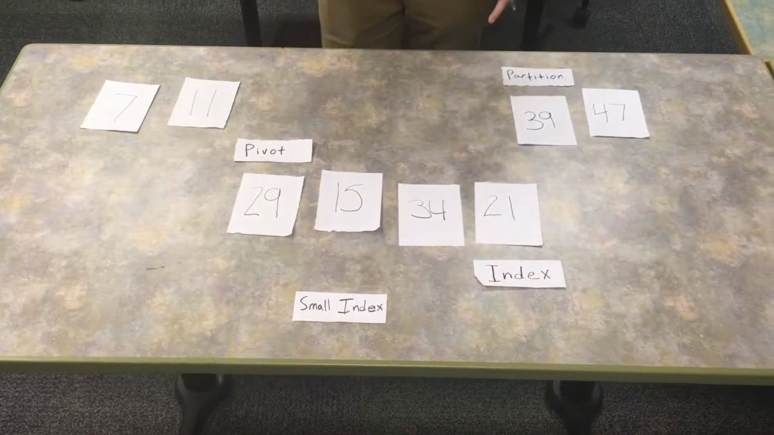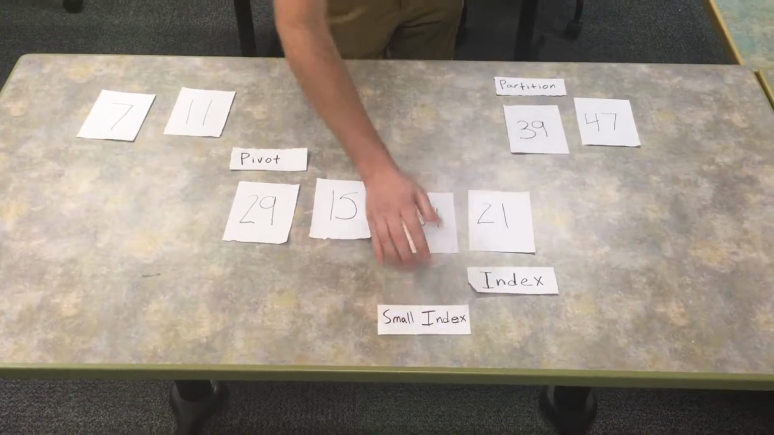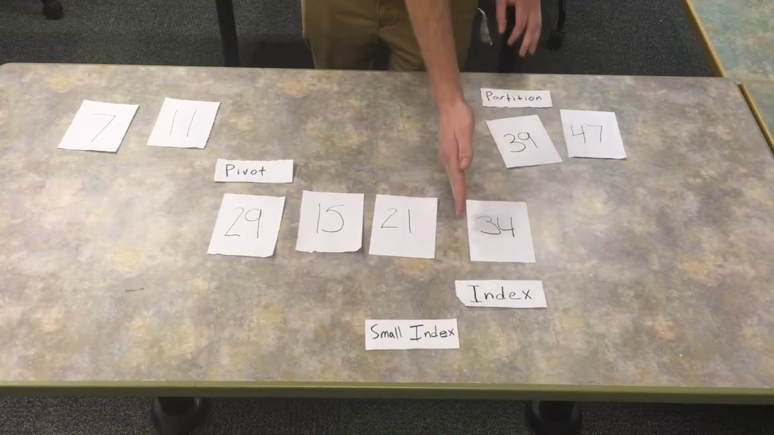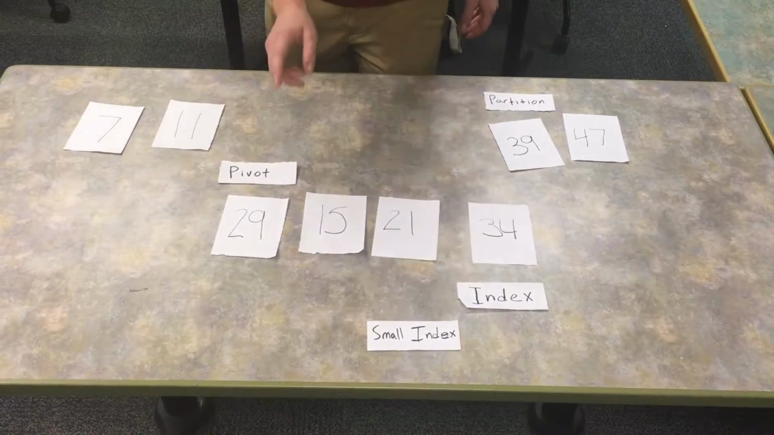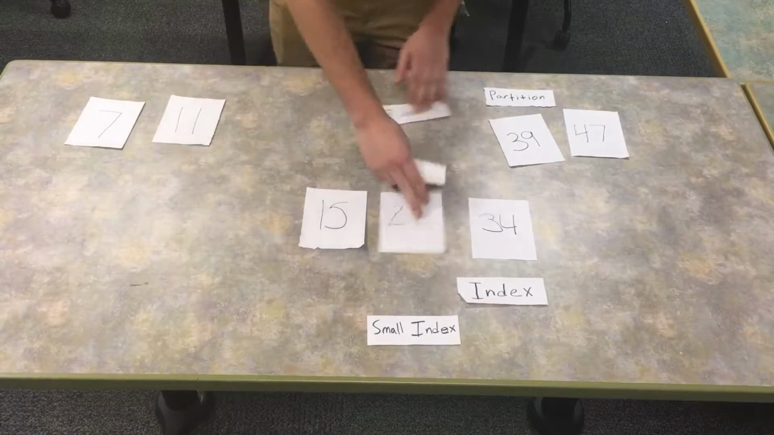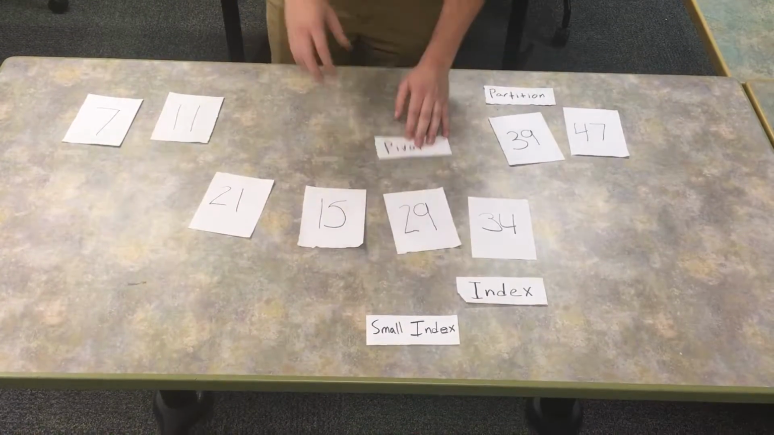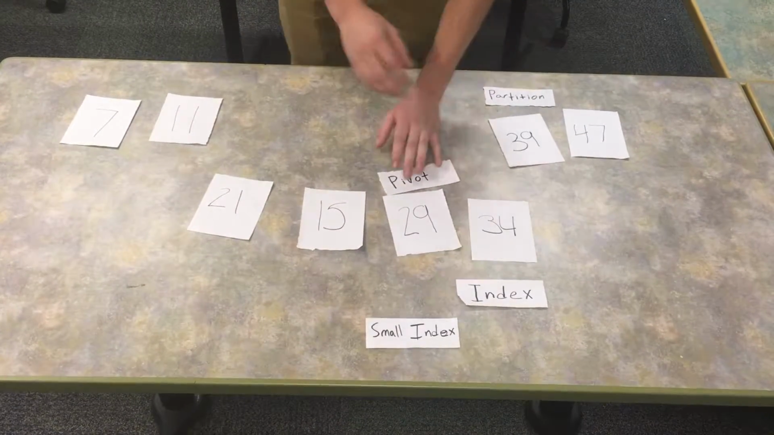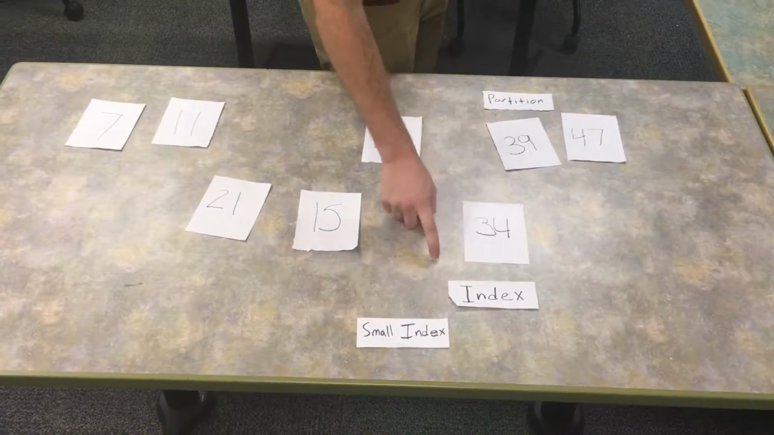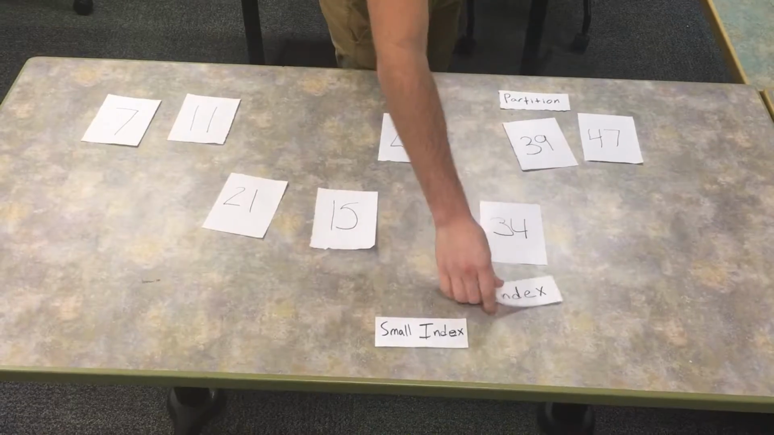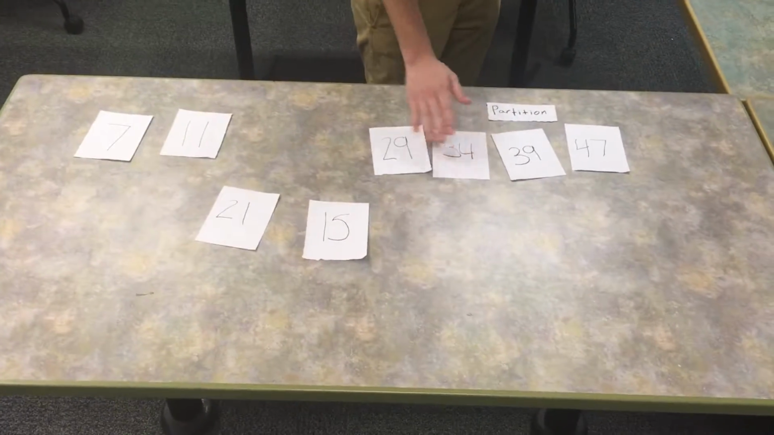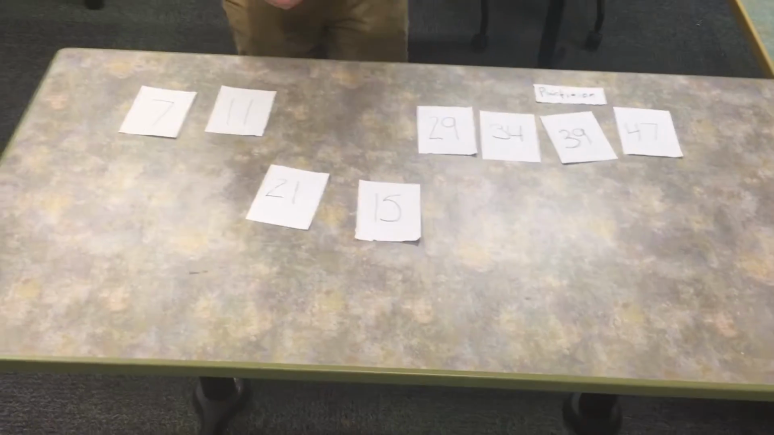So is 21 smaller? Yes. So we increment our small index and switch our small index and our index. And then since we're at the end of the list, we will swap our pivot with our small index. Alright, and then we can partition our pivot and pull it up here. And since this is alone, it's a single list. We're going to pull it up here. And now we have a nice small list of 2.